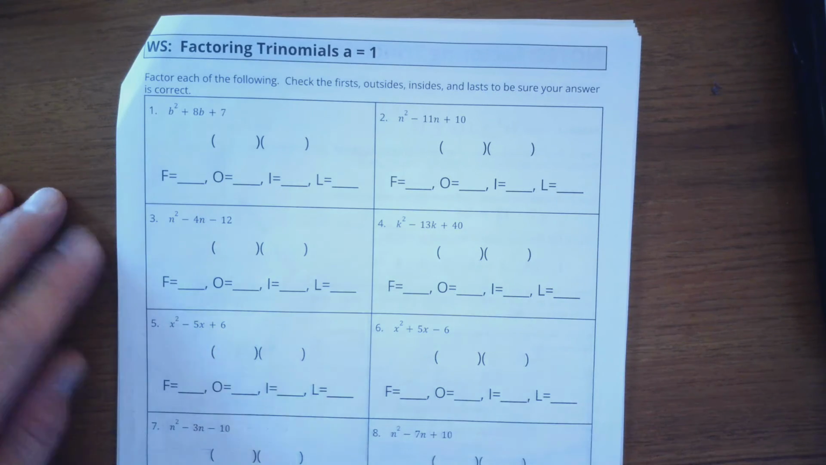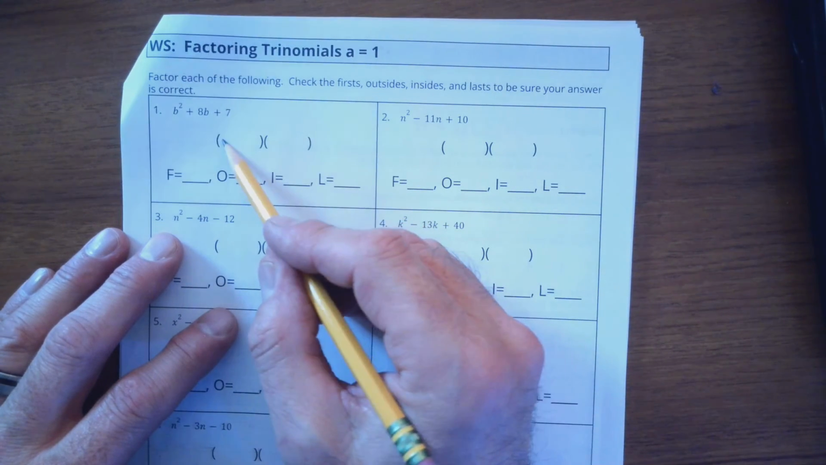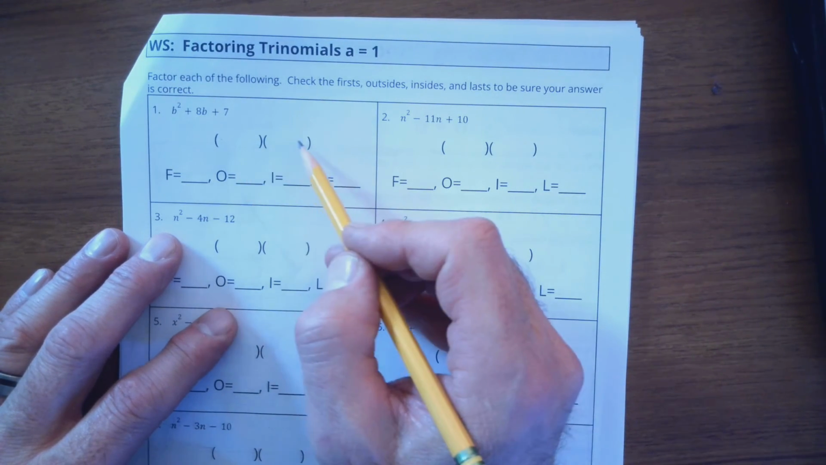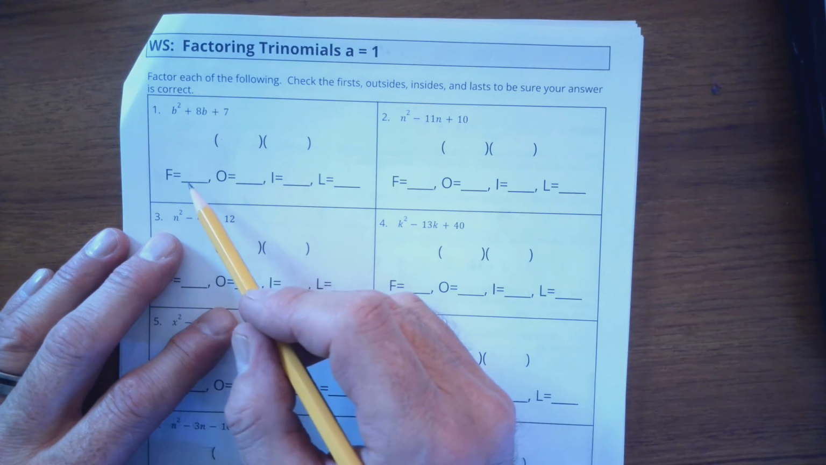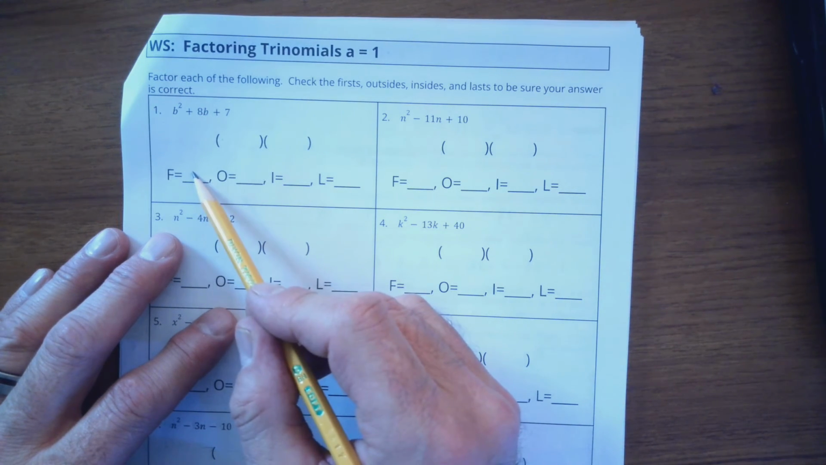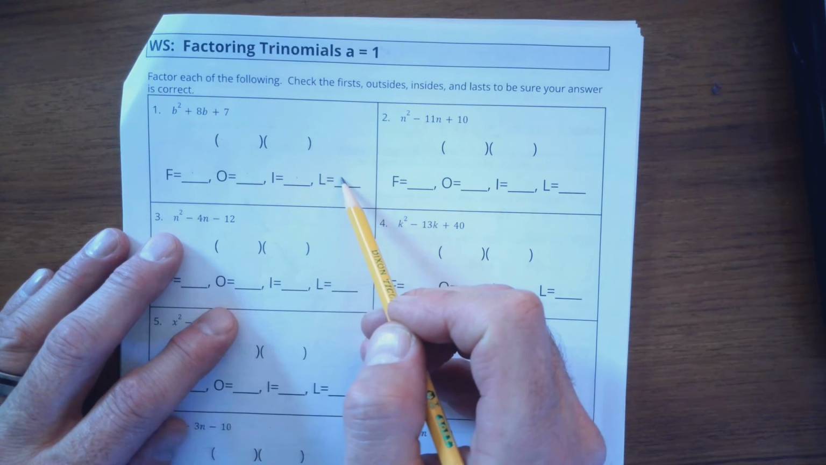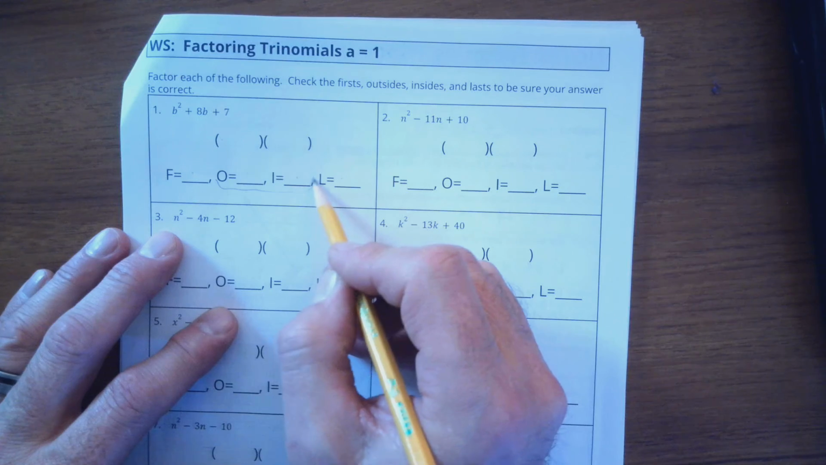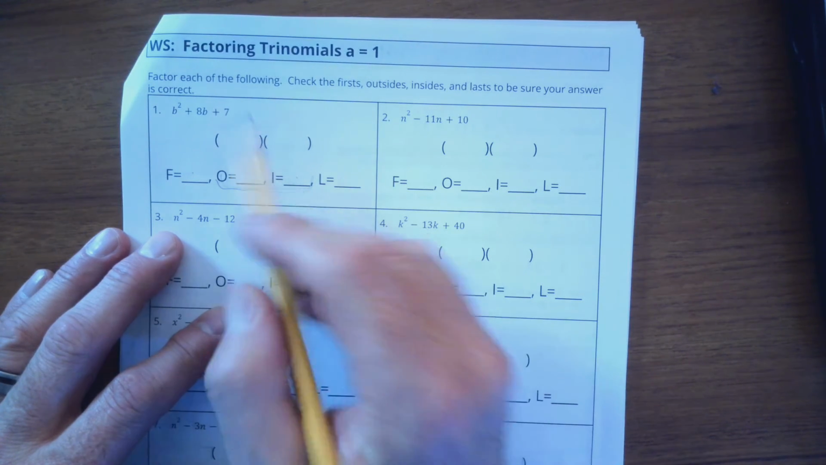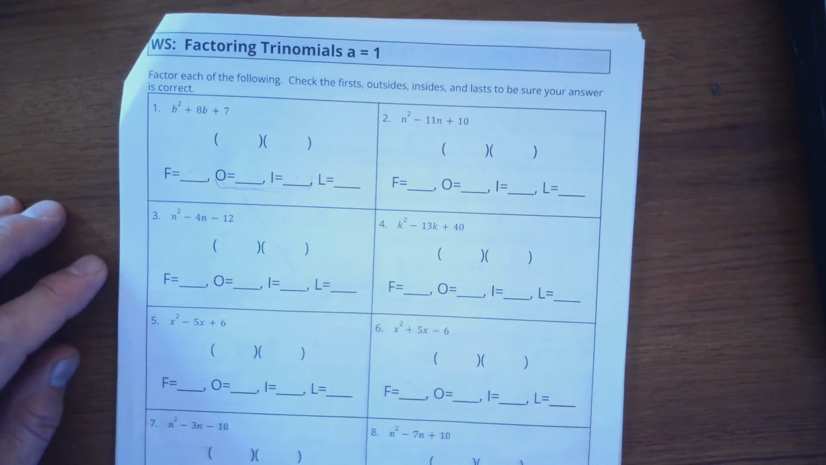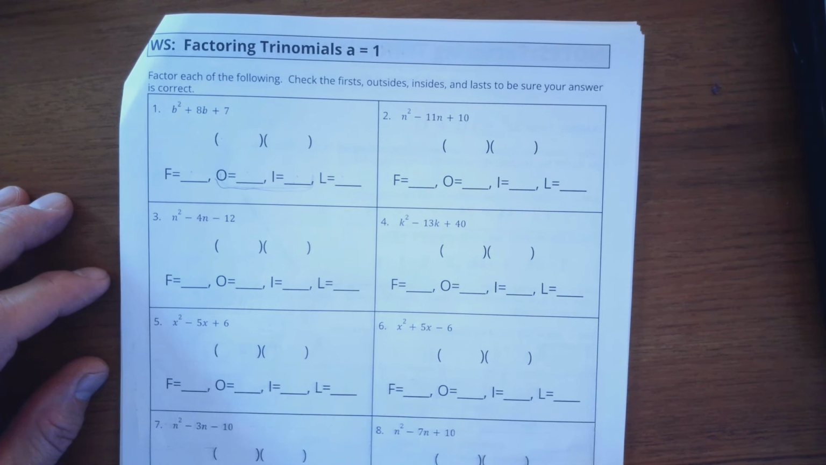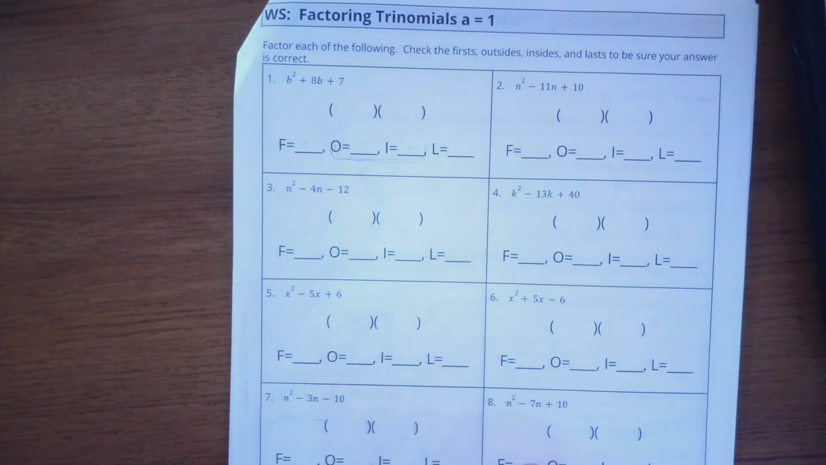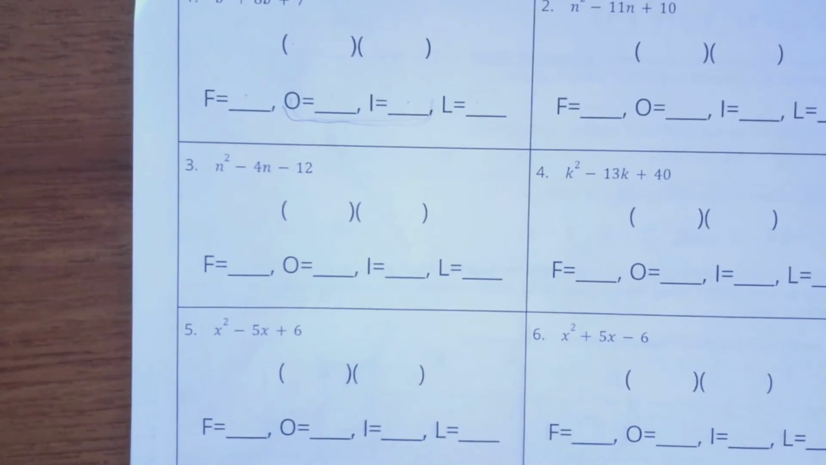And what I would like you to do is factor this like we just practiced. This assignment says find the first, outside, inside, and last from this factoring. Then you can combine those to double check and make sure you got that. I'll tell you what, I'll do one for you just to double check. How about let's do number 3 together just for practice.